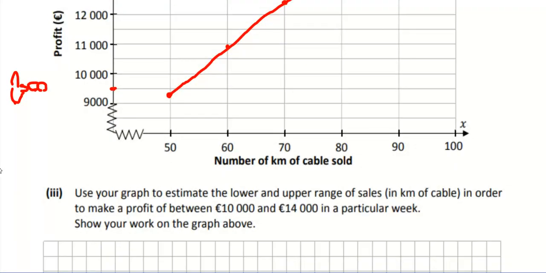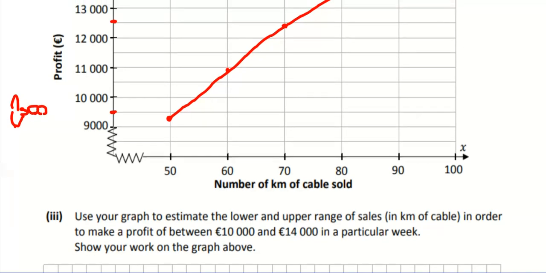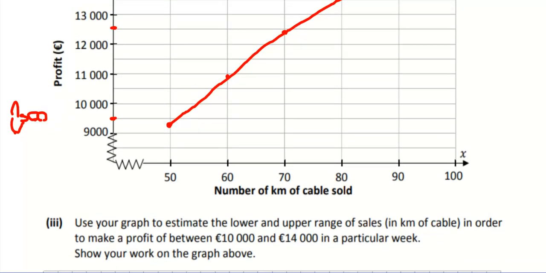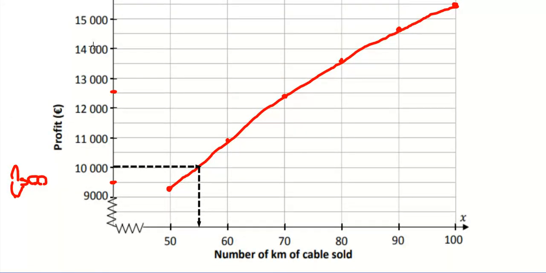Okay. Use your graph to estimate the lower and upper range of sales of cable in order to make a profit between 10,000 and 14,000. Okay. Where do you think 10,000 is at? Anybody? 10,000 is? What do you reckon? And 14,000 in a second.